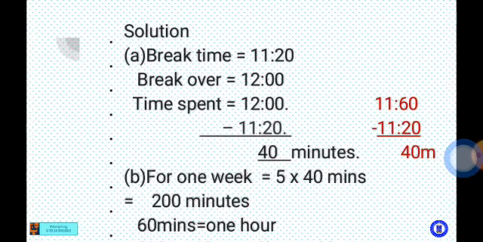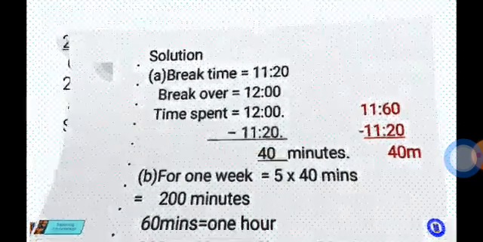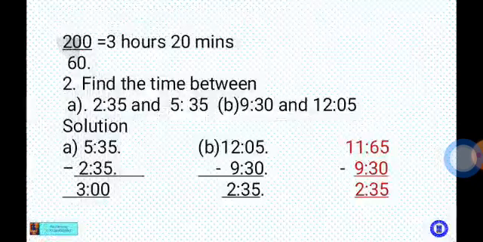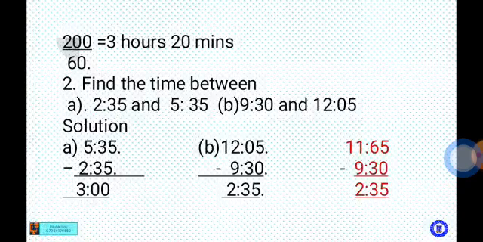Now the second part, B, says, how much is spent on break for 1 week? Now we have five school days in a week. Since we get 40 minutes for a day, we multiply 5 times 40 minutes, which gives us 200 minutes. And you know that 60 minutes is equal to 1 hour. So we can change 200 minutes to hours. Dividing 200 minutes by 60 minutes gives us 3 hours 20 minutes.